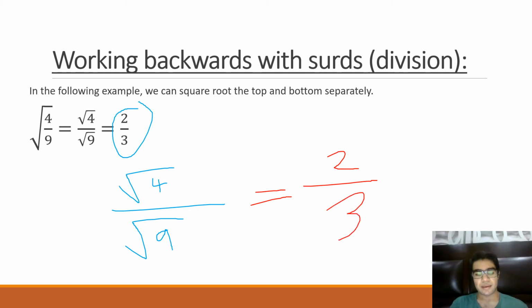Here we are working backwards. So a big square root with 4 over 9 is equal to square root of 4 divided by square root of 9. Then we just find the answers. Square root of 4 is equal to 2, square root of 9 is equal to 3. So the final answer is 2 over 3. Just leave it as it is.